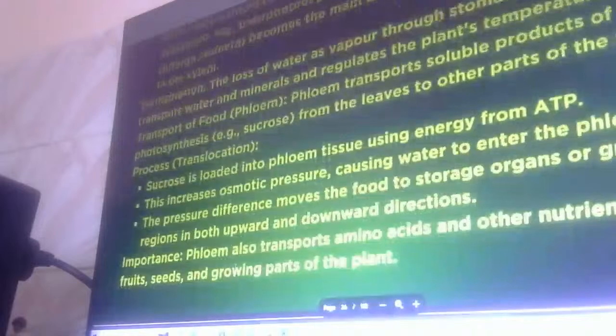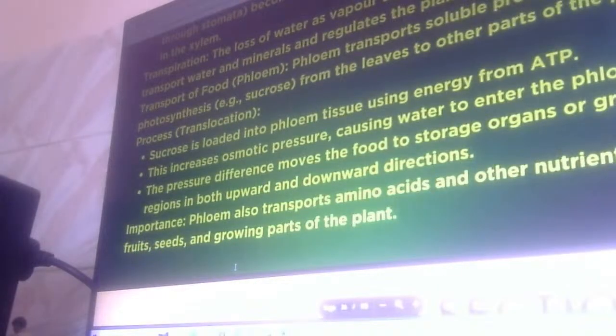How it happens is first the sucrose. Sucrose is the soluble product. So that is loaded into the phloem tissue using ATP energy. So this creates an osmotic difference, and, oh, this actually makes sense. I've never understood this, but now it makes sense. Sucrose is loaded into the phloem tissue with the help of ATP. Now an osmotic difference, an imbalance, is created. As a result, water enters the phloem.